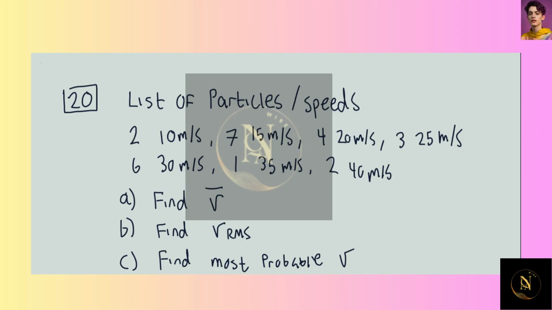Okay, in this problem, we have a list of particles and their respective speeds. We have two 10 meters per second particles, seven 15 meters per second, four 20 meters per second, three 25s, six 30s, one 35, and two 40s.